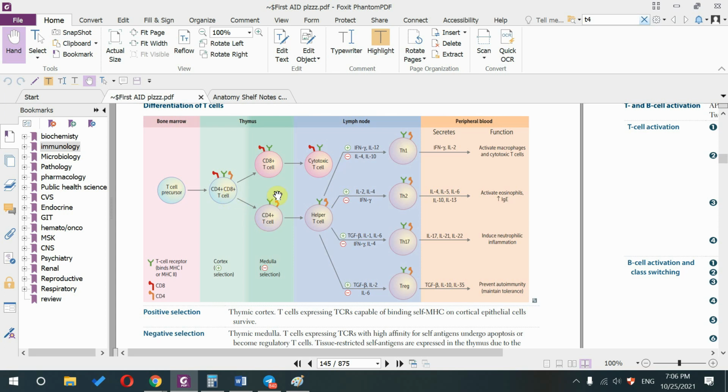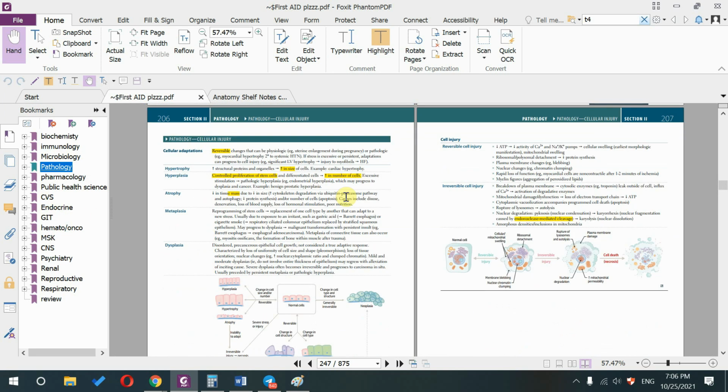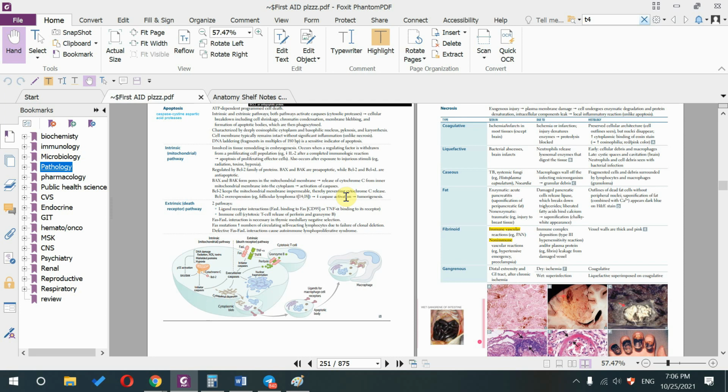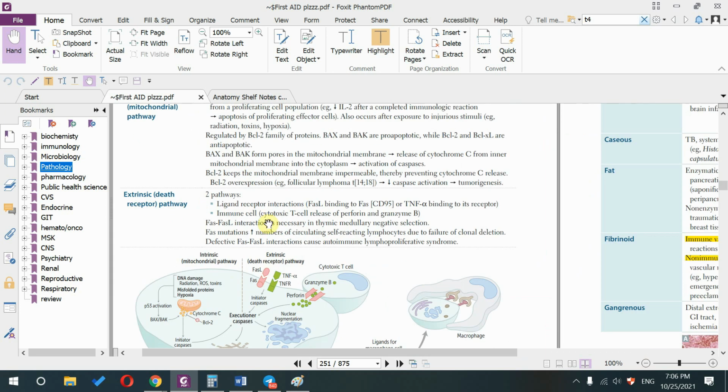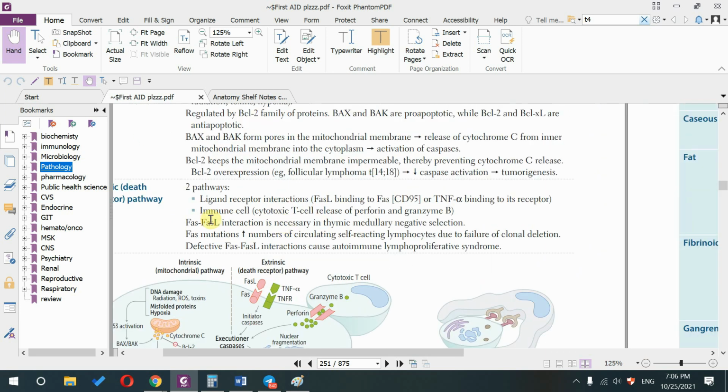Why do we kill it if it binds too much? Because if it binds too much, it can lead to autoimmune disease. If it does not bind at all, it cannot kill our cells if they are infected. So it's useless basically. So I hope you know that when I keep saying we kill our cells, that's the process of apoptosis basically. Okay, so now we can read, and hopefully it will make sense. Fas-Fas L interaction is necessary in the thymic medullary negative selection. And now it makes sense.